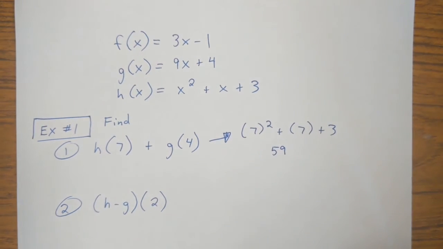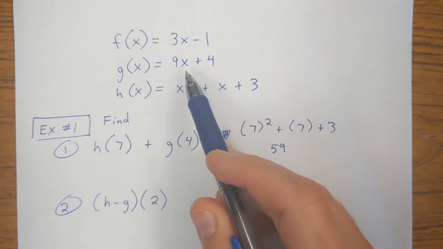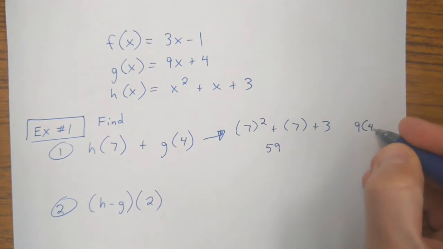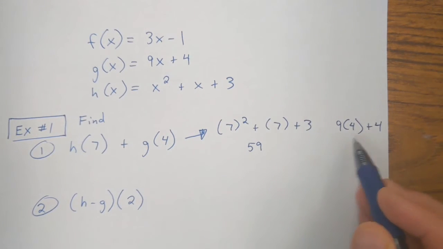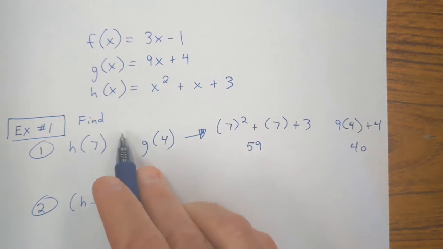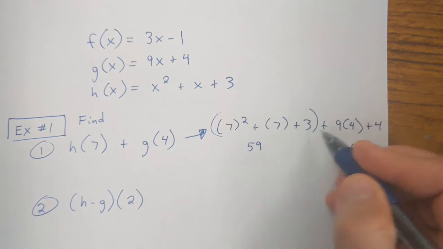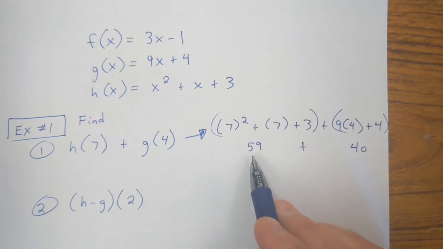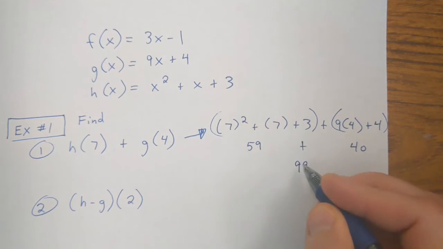Feel free to use a calculator if you want to. Okay, now I'm going to take 4 and plug it into the function g, meaning I'm going to take away this x, replace it with a 4. 9 times 4 plus 4. I'm going to work this out separately. 9 times 4 plus 4 ends up being 40. And you see the relationship here between these two functions. I'm meant to add them together. Ultimately, that means I'm going to be taking the 59. I'm going to figure this out first as 59 plus the 40. It ends up being 99.